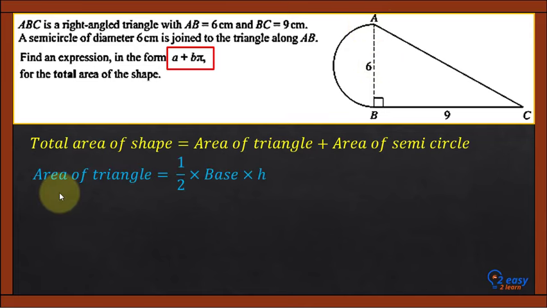What is the formula of area of triangle? 1 over 2 base into height. Because it is a right angle triangle, we can take one side as a base and the other side as a height. So 1 over 2 times 9 times 6 and the answer is 27 square centimeter. So area of triangle is 27 square centimeter.